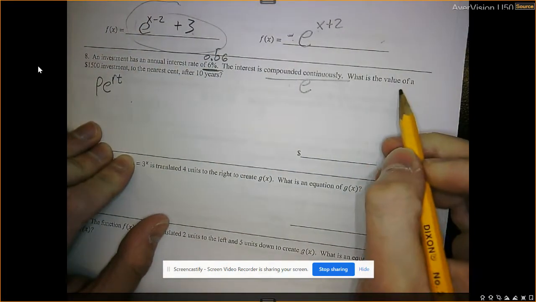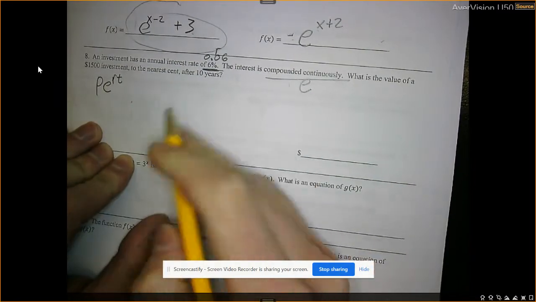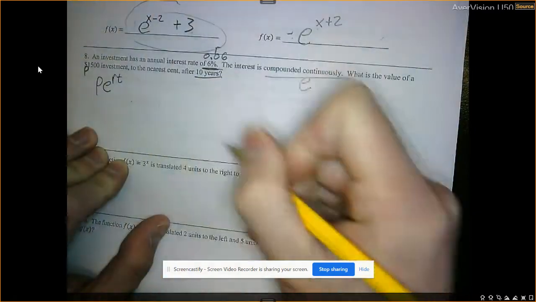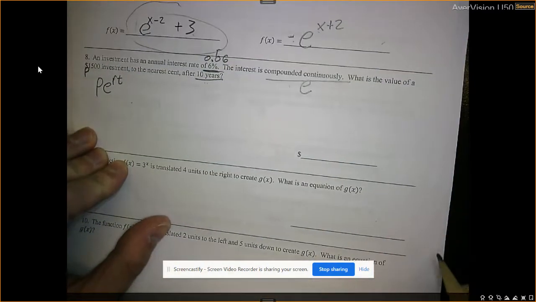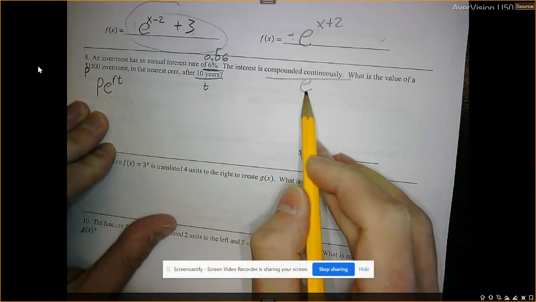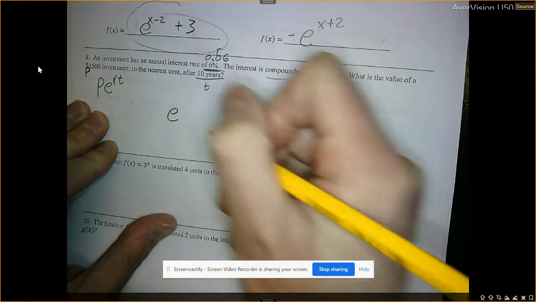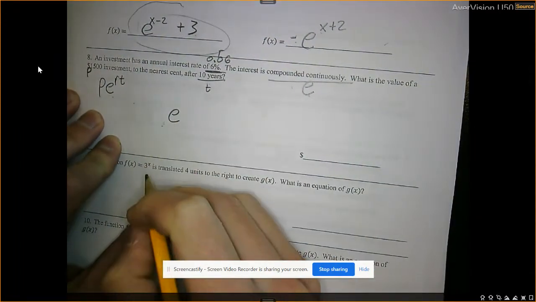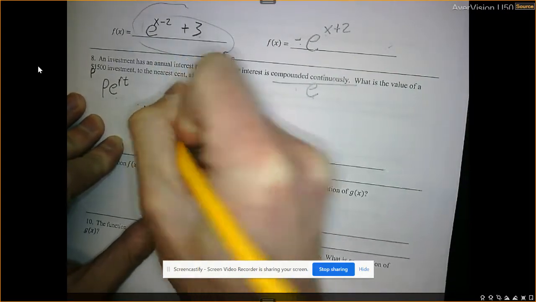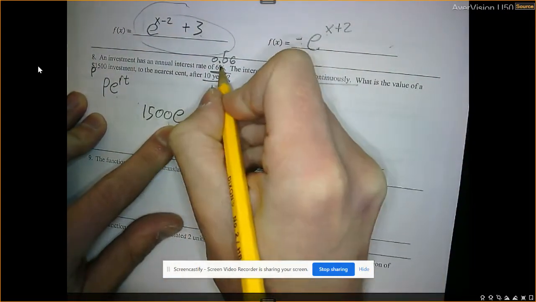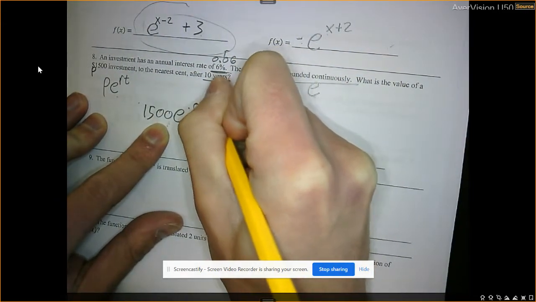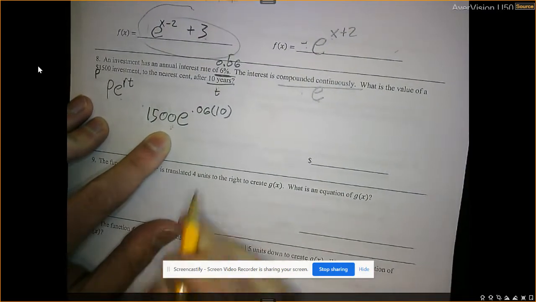What is the value of a $1,500 investment to the nearest cent after 10 years? Well, here is our investment. That's going to be our P, and then our 10 years is going to be our t. So now I'm just filling all these in. If it's compounded continuously, I know I have my e and I have my P times my e out front. My P is 1,500, so that's the investment, to the rt. Well, my r is 0.06. My t is 10.